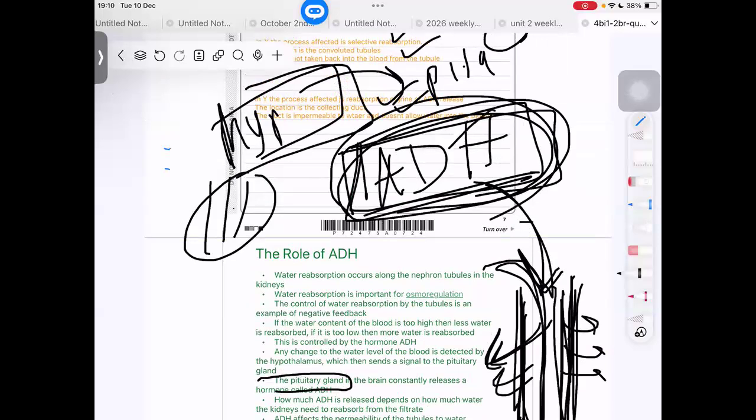But what if ADH was not secreted? That means if ADH is usually secreted in a healthy person, but it's not secreted in the correct amounts, or it's not there fast enough to quickly act on the collecting duct and make it permeable, then your hypothalamus will send signals to your brain and ask you to wake up, right?